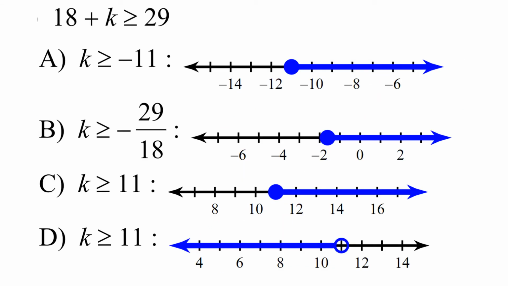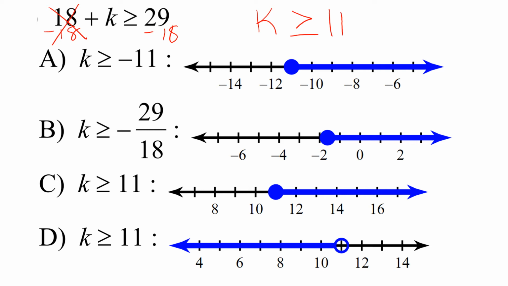Let's look at our second example. This inequality says we have 18 added to k is greater than or equal to 29. So my values of k have to be a number that cause the left-hand side to be either 29 or greater than 29. To solve this one, we're going to do the same thing. We're going to think, well, what's the opposite of adding 18? It's taking away 18. So I need to know what's 29 take away 18, and 29 take away 18 is 11. So now I know the numbers that work are all numbers greater than or equal to 11.